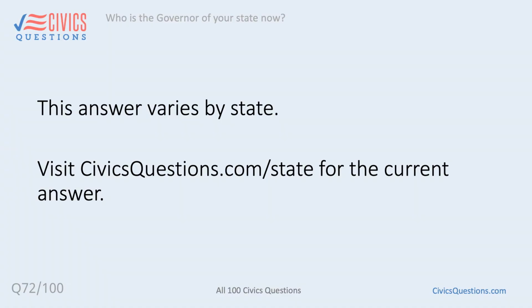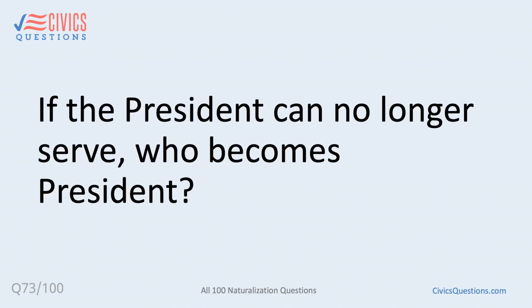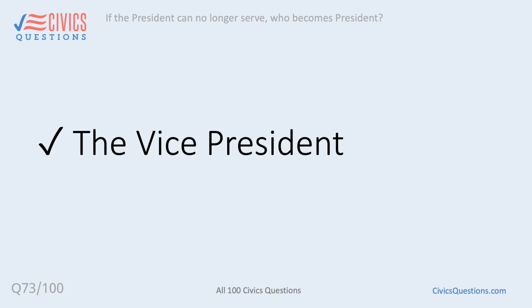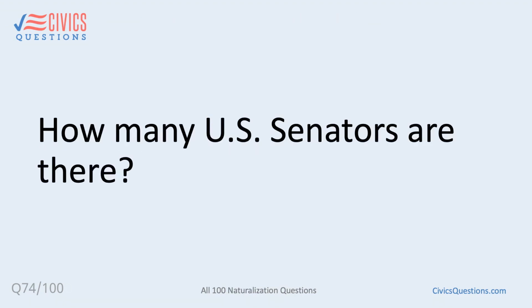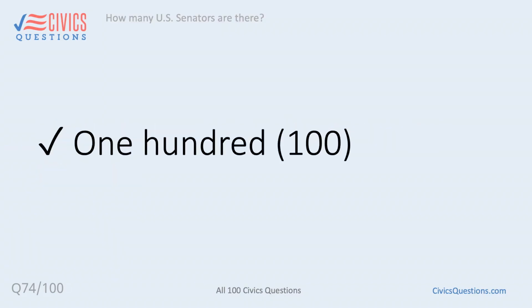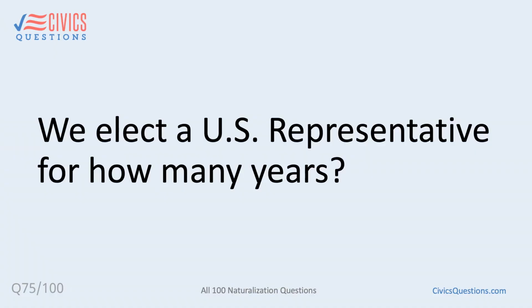Who is the governor of your state now? This answer varies by state. Visit civicsquestions.com/state to find the correct answer for your location. If the president can no longer serve, who becomes president? The vice president. How many U.S. senators are there? 100. We elect a U.S. representative for how many years? 2.